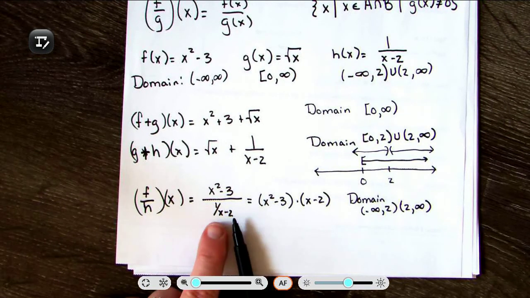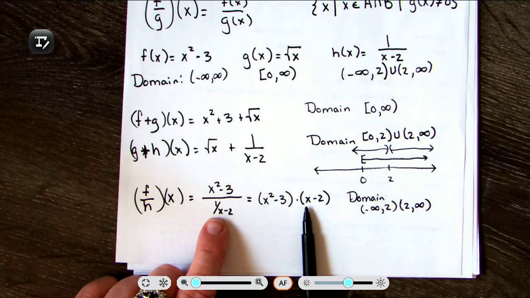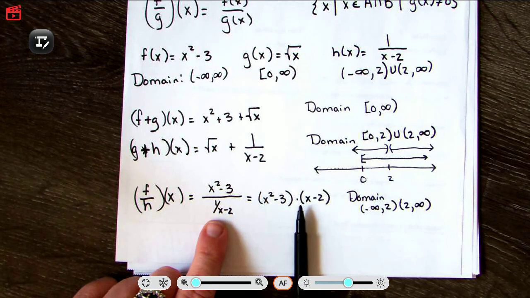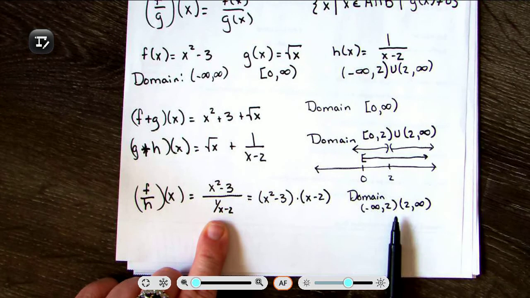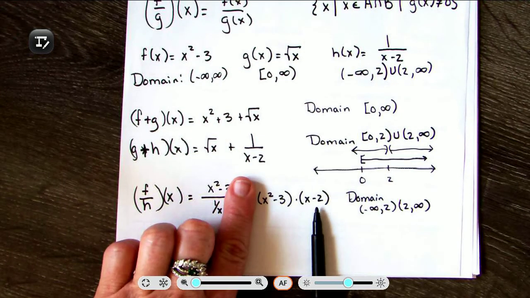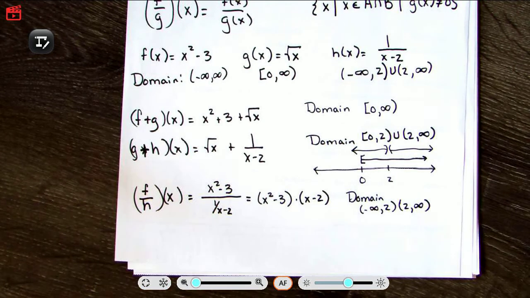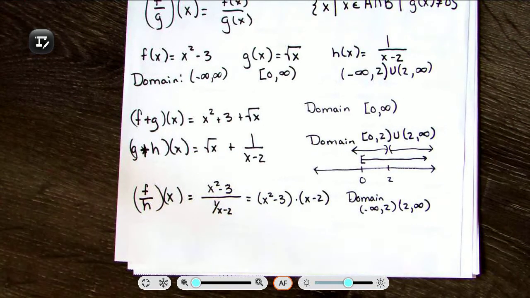And we will talk a little bit more in detail about things like this later on. These two are not identically equal, but they are identically equal over this domain. If we were looking at just this function, it would have a different domain, but we are not. We're looking at what f divided by h is.